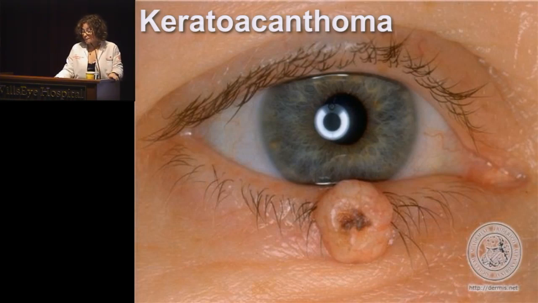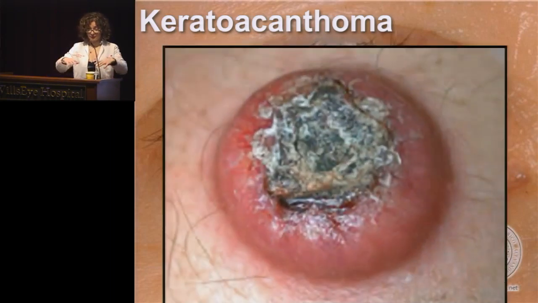Okay, but it's a tumor that can be seen on sun-exposed skin. It can be seen on the lid, and we need to be aware of it so that we know how to manage it, okay? So keratoacanthoma, as I mentioned, tends to grow rapidly, and it has this characteristic appearance in its full-blown form. It has well-defined sharp edges, kind of rolling edges, with a keratin-filled crater, okay?